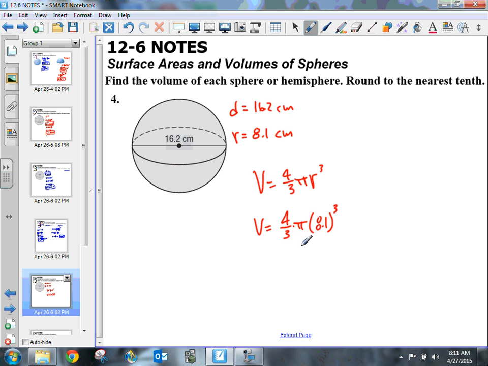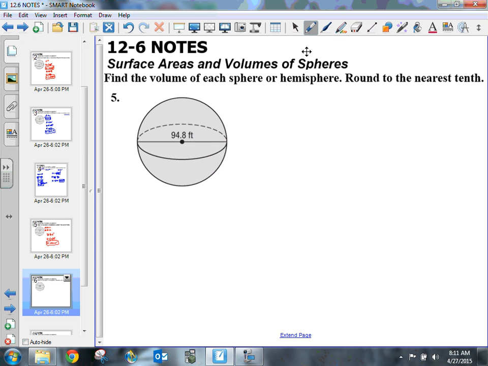All right. And so when I plug all of that into the calculator, you get kind of a big number here. I get 2,226.1 centimeters cubed. All right. So guys, this is just formula work. If you can identify what those measurements are, plug them into the formula and just go at it.